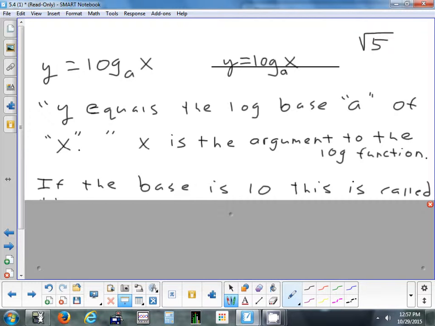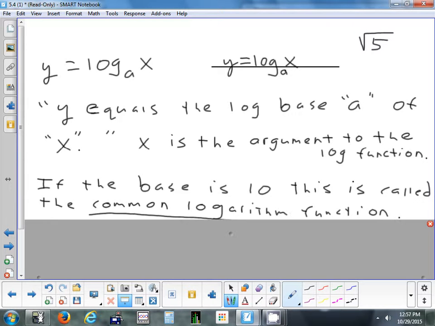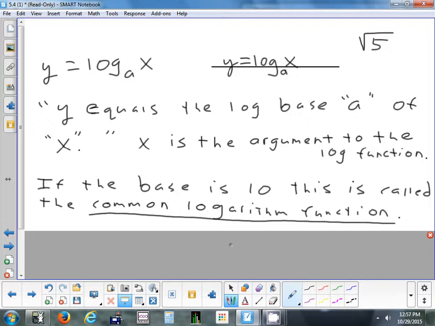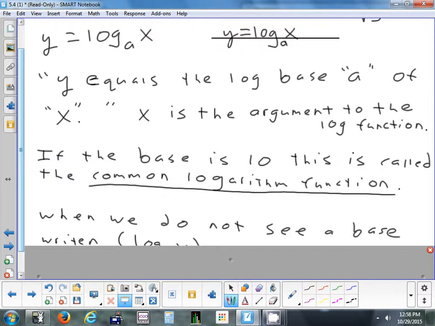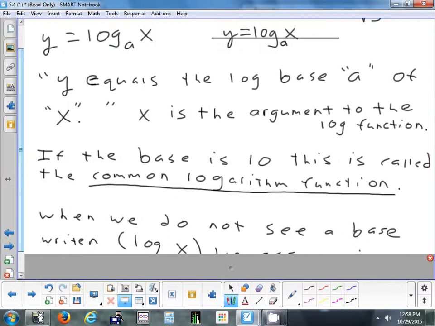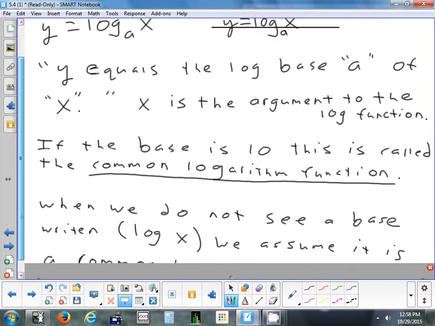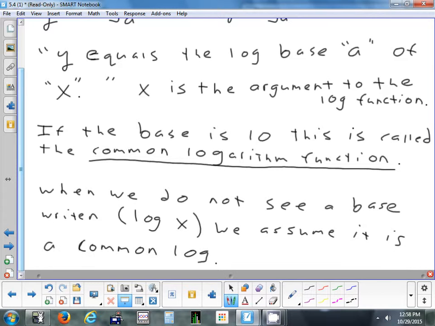If the base happens to be 10, we give a special name to that kind of log. That's called a common log. There's two logs that have special names. This is one of them. If the base is a 10, we call it a common log. And because we use base 10 a lot, sometimes they don't even write it. So if you just see log, and then you have your argument, and there's no base written, we assume the base is 10.